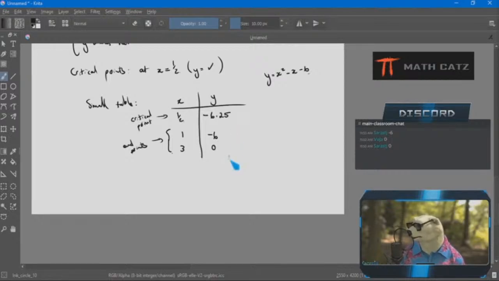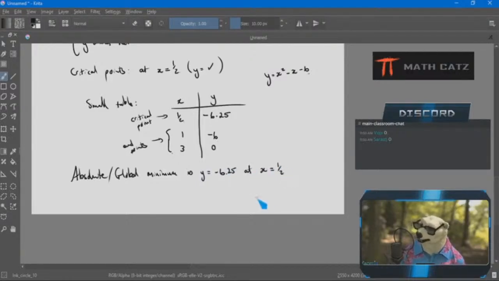So the key thing is that any maximum or minimum can only come out of this list. So all I have to do is pick the point that gives me the highest y value, pick the point that gives me the lowest y value. So my absolute or global minimum is y equal to negative 6.25, and that is happening at x equal to 1/2.